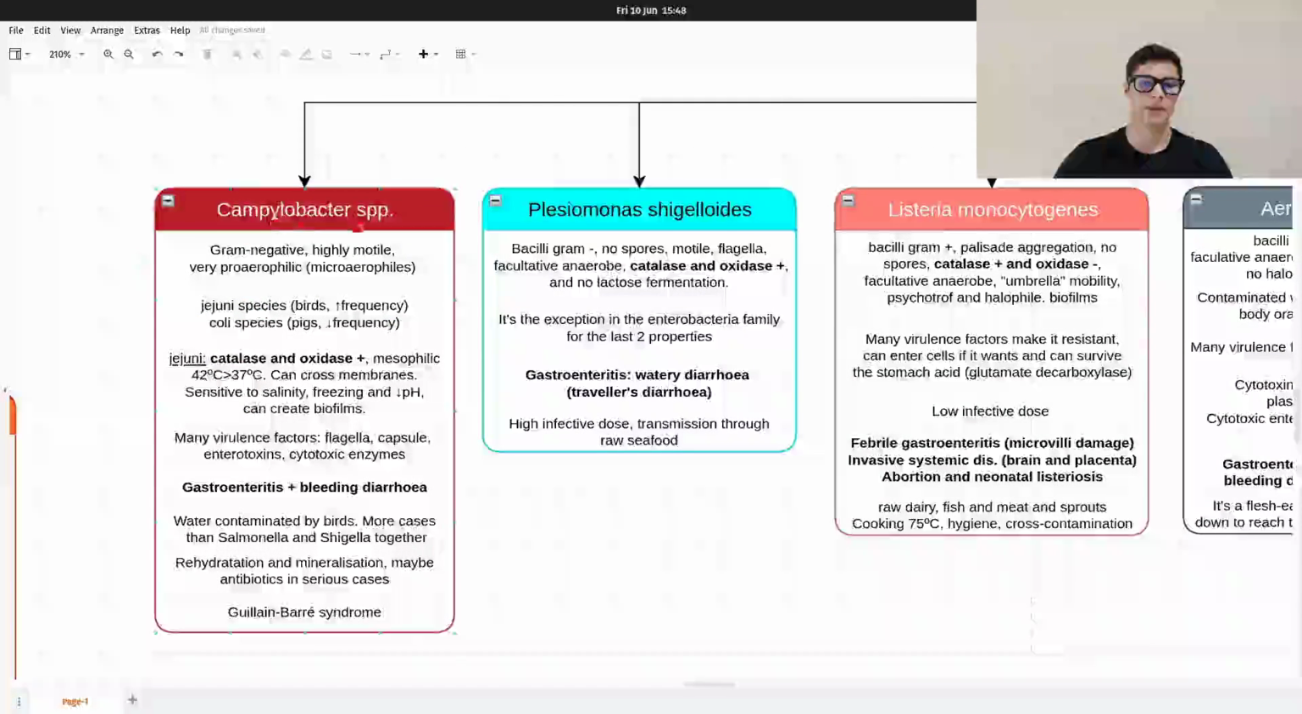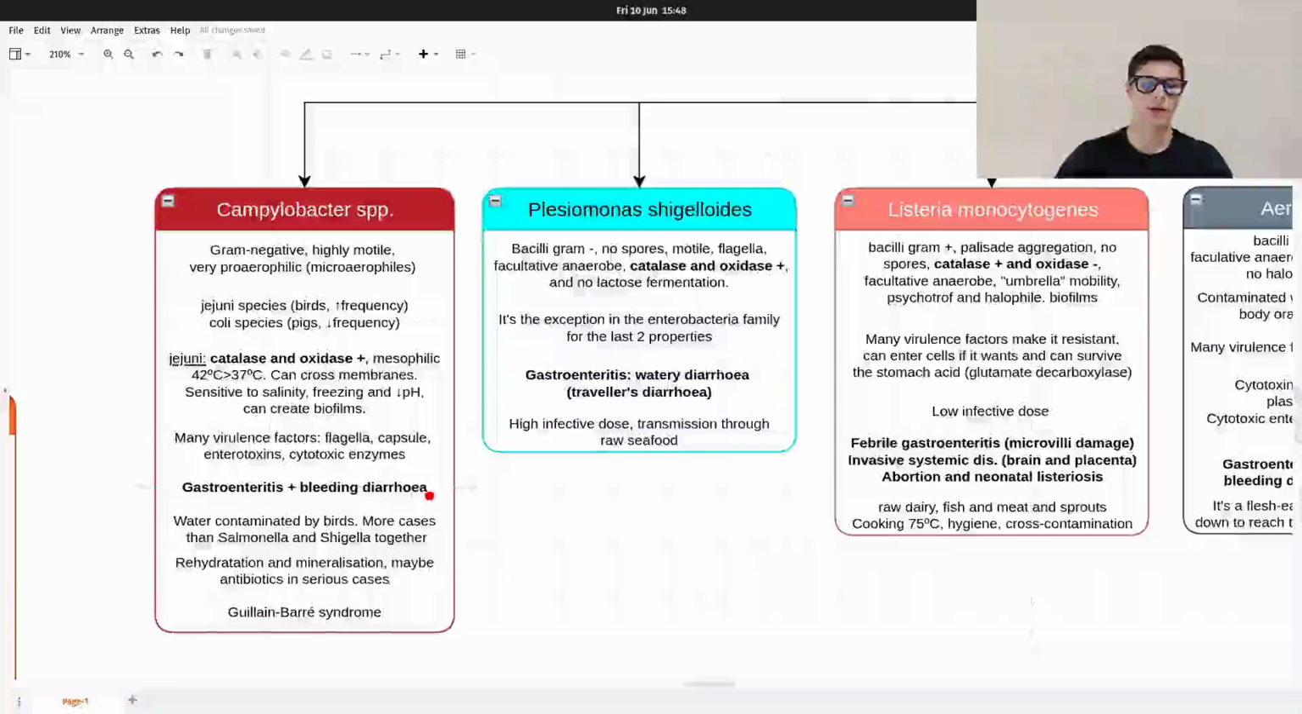And the Campylobacter jejuni is catalase and oxidase positive, mesophilic. It likes hot temperatures. It can cross membranes. It is sensitive to salinity, freezing, low pH, and it can create biofilms. It has many virulence factors such as the flagella, the capsule, the enterotoxins, the cytotoxic enzymes, and it causes gastroenteritis and bleeding diarrhea.